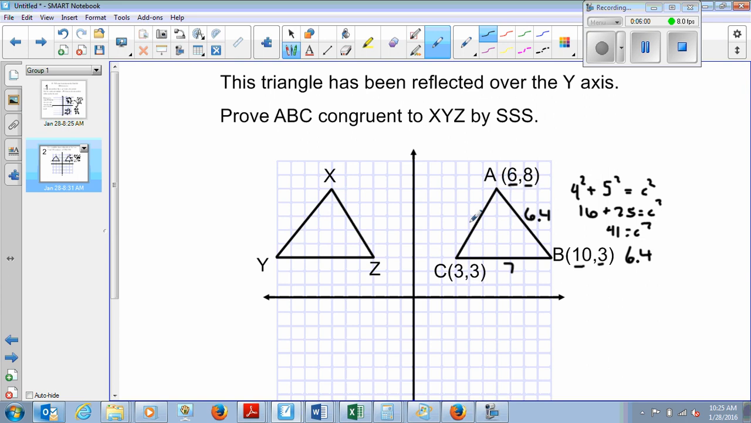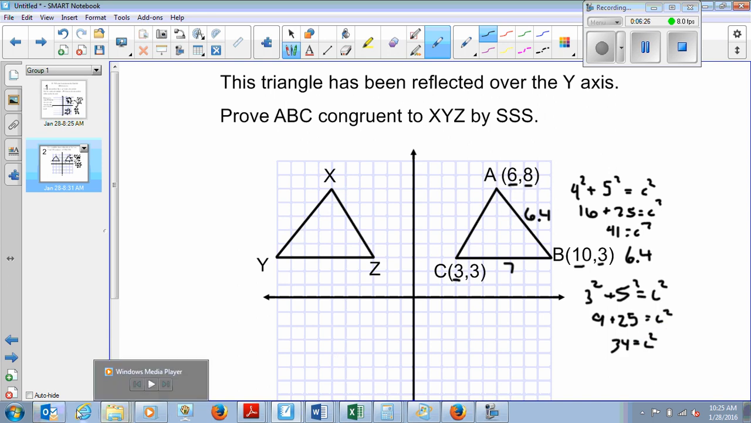Now I need to find this side length here. Again, I'd use Pythagorean. We're going from 6 to 3, so the distance there is 3. And we're going from 8 to 3, and that distance is 5. Now, if you put in the distance formula, you'll get the same thing. I just like to do Pythagoreans. 3 times 3 is 9. 5 times 5 is 25. We add those together, we get 34. And then we're going to take the square root of 34.